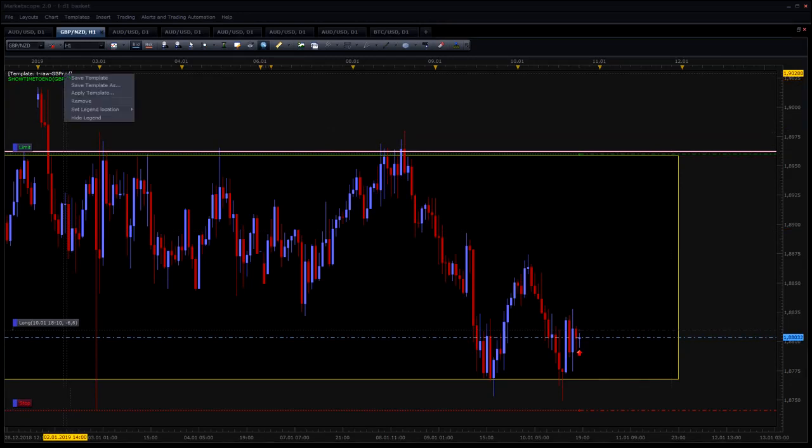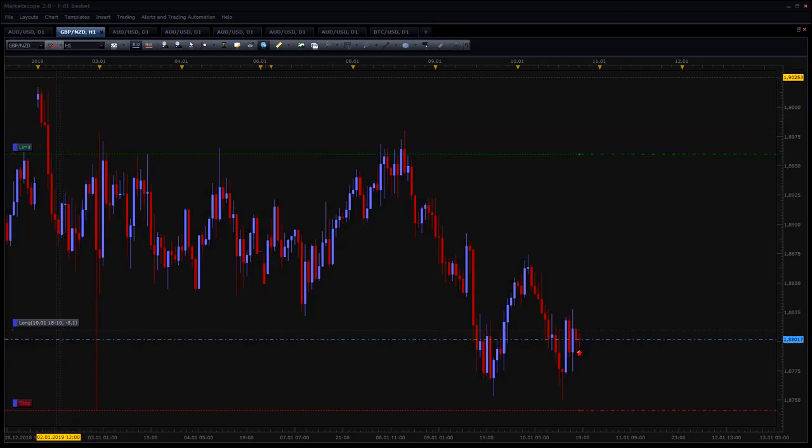Save template. Now I can set it and forget it. And that's exactly what I'm going to do. Forget it. The deal was done. We took an educated decision. And that is that.